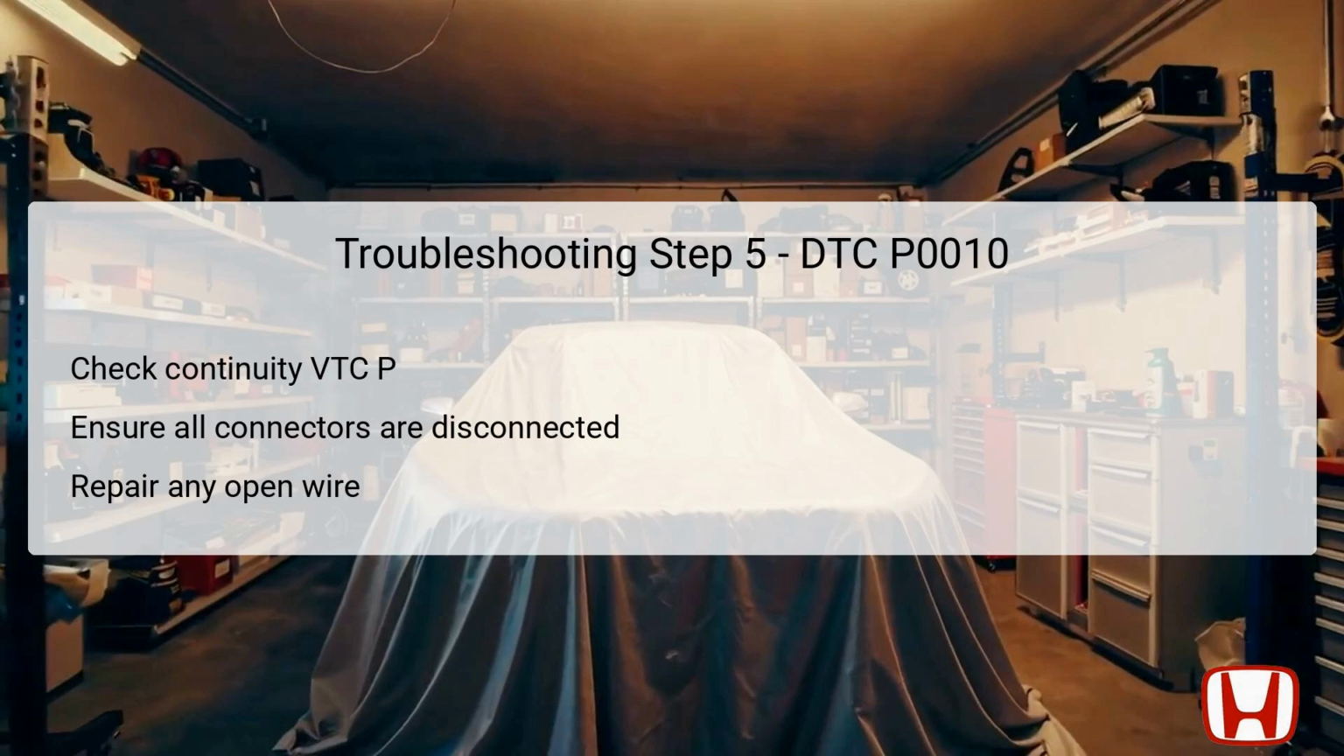In this case, updating the PCM software to the latest version is advised, or substituting it with a known good unit. However, if the continuity test does not pass, repairs need to be conducted on the VTC P wire between the solenoid and the PCM to ensure electrical signals can appropriately communicate.